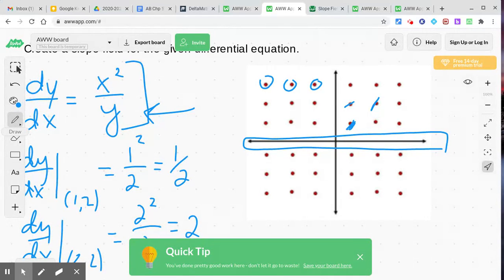Normally, we would fill along the axis. For instance, at the point 0, 2, I'd have a slope. There would really be like a red point here, and I'd have a slope of 0 here. I'd actually also have a slope of 0 at 0, 1. But anytime your differential equation is undefined, we're just going to leave those points completely blank. Let's take a look at what the slope field looks like for x squared over y.